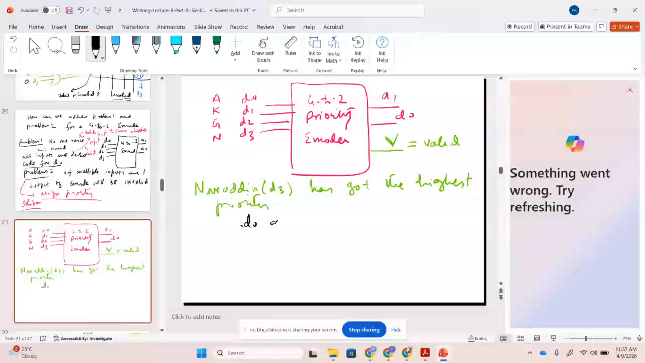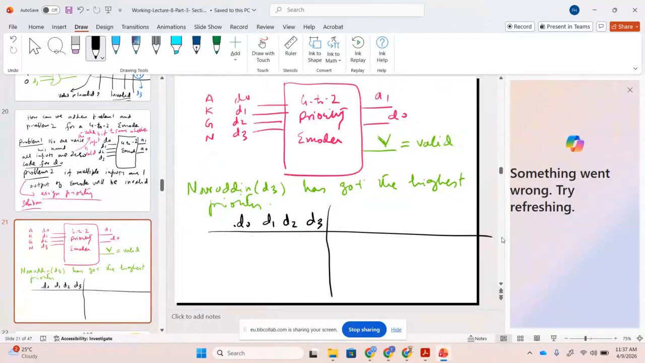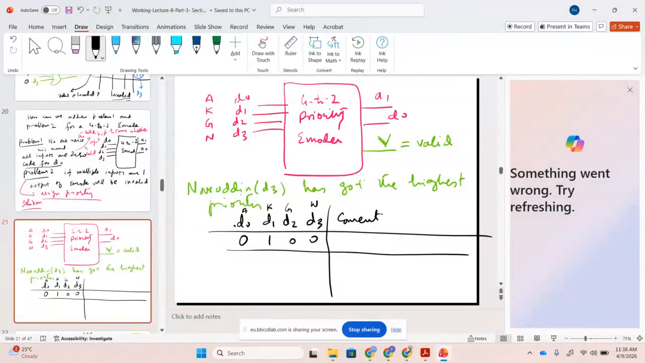So let's assume we have D0, D1, D2 and D3. In this case, we can say now it is actually A, K, G, and N. So let's assume we have 0 1 0 0. Whom will I service, whom will I answer? I will answer Kaiser. And since I will answer Kaiser, the code is very simple.